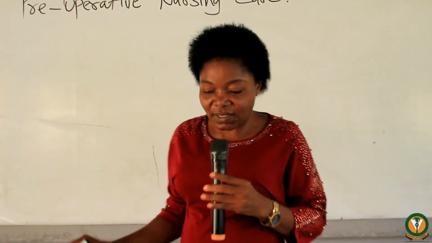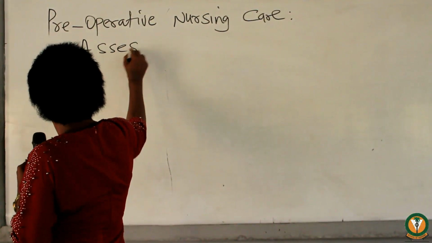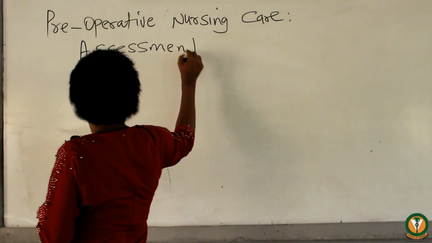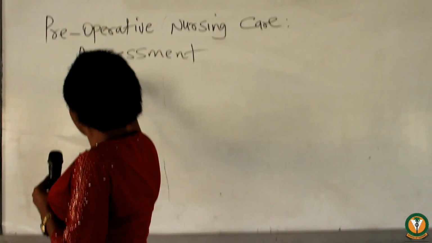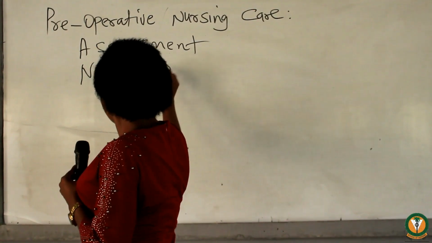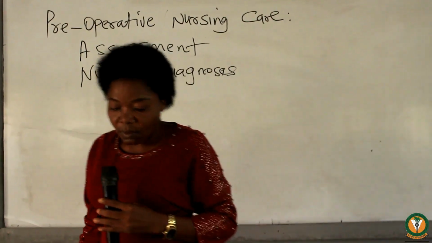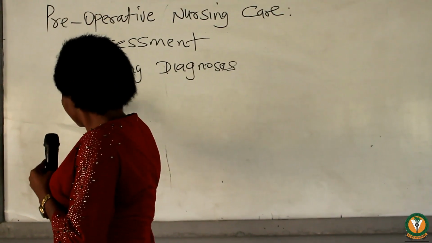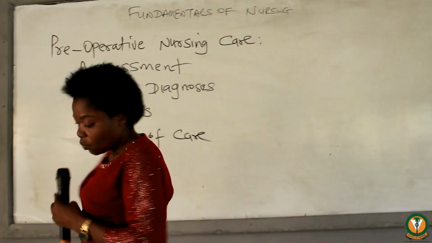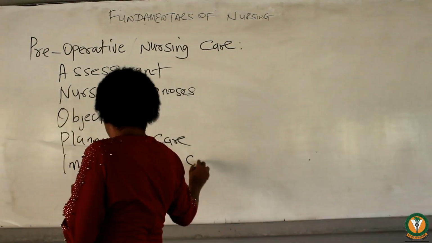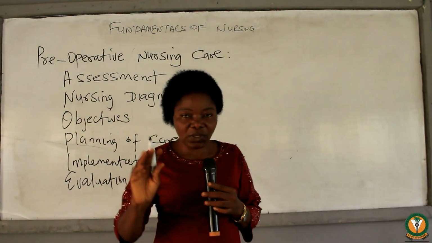In using the nursing process, the number 1 thing we are going to do is assessment. After assessment of the patient, we have a nursing diagnosis. We set our objective. We plan our care. We implement our care. And we evaluate care. We're going to start with assessment.